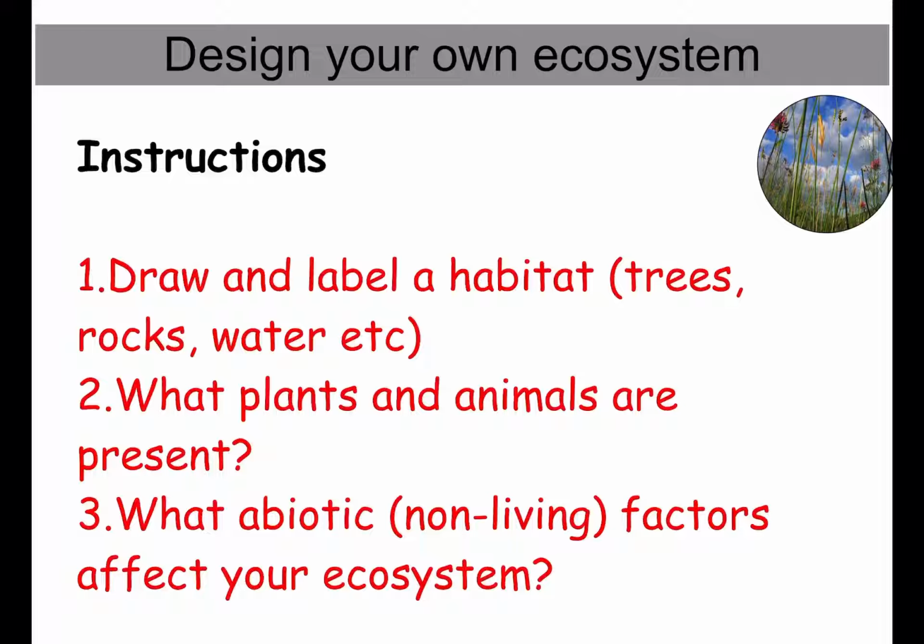So we're thinking about things like temperature, moisture, light, pH. How is your ecosystem designed and how does that affect your ecosystem? So that's going to be your first task to submit on Google Classroom.